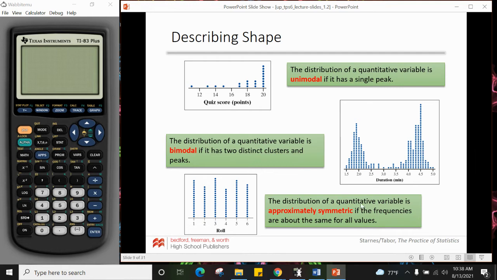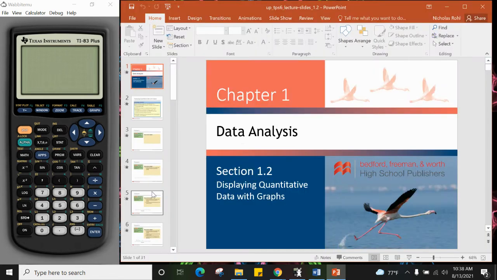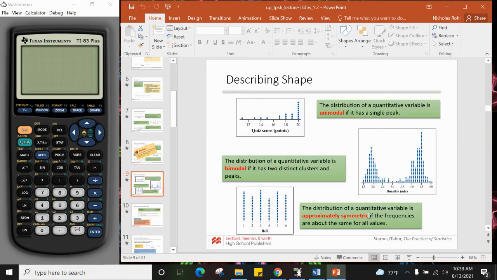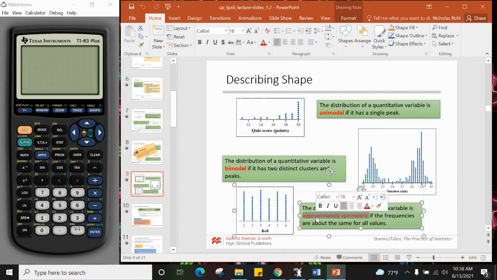And I want to say for this one, this is actually a typo. Let me fix it here. I feel like this is not supposed to say approximately symmetric, but it should be unimodal, bimodal, uniform.